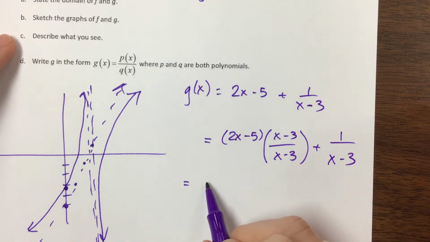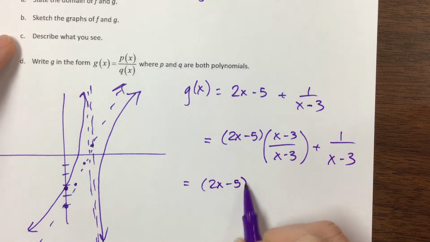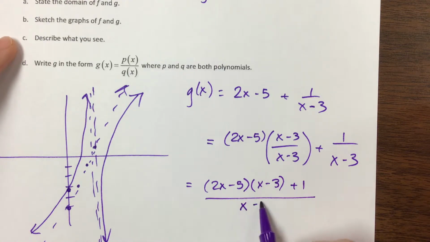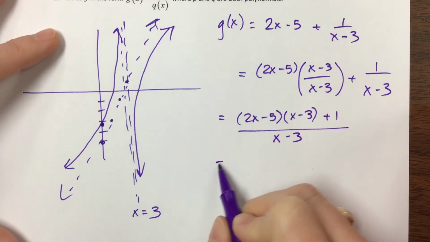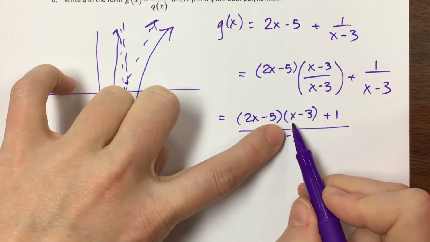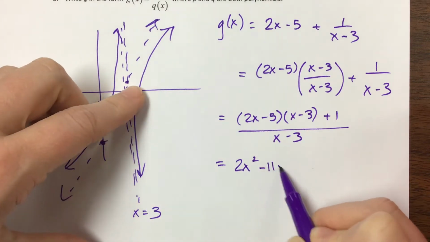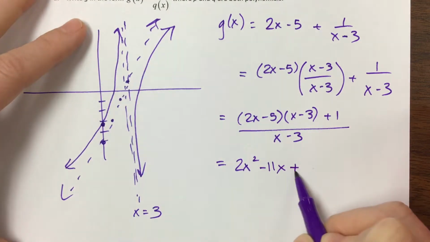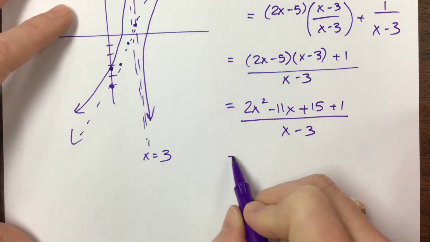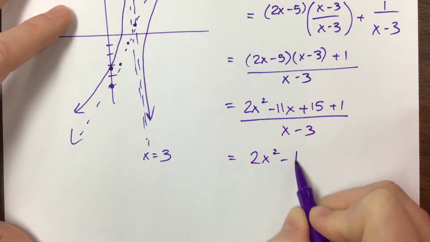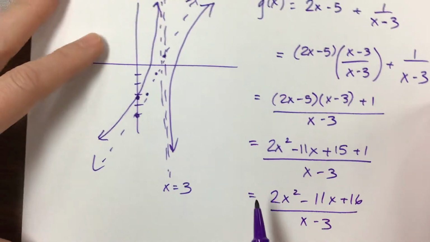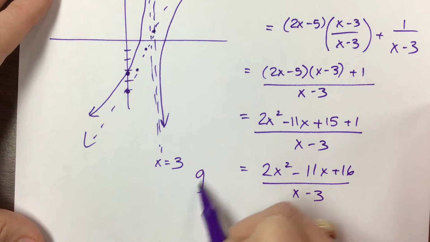Well, I might not write this step for myself, but I'll write it for you. Okay, so now I'm going to FOIL. 2x squared, and then this is negative 5 and a negative 6, so negative 11x. That's positive 15, plus 1. And so this becomes 2x squared minus 11x plus 16 over x minus 3, and this was our g of x.